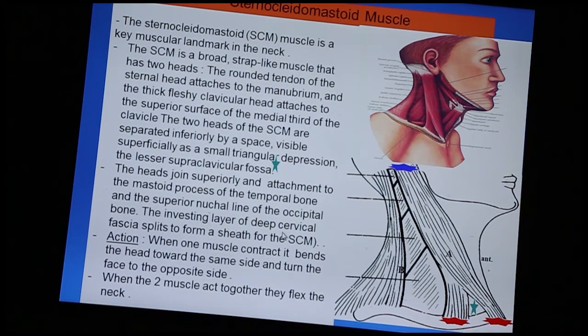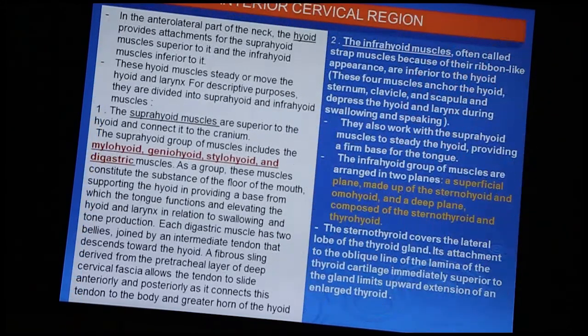The investing layer of the deep fascia splits to form the sheath of the sternocleidomastoid muscle. Action: when one muscle contracts, it bends the head toward the same side and turns the face to the opposite side. When both act together, they flex the whole neck.